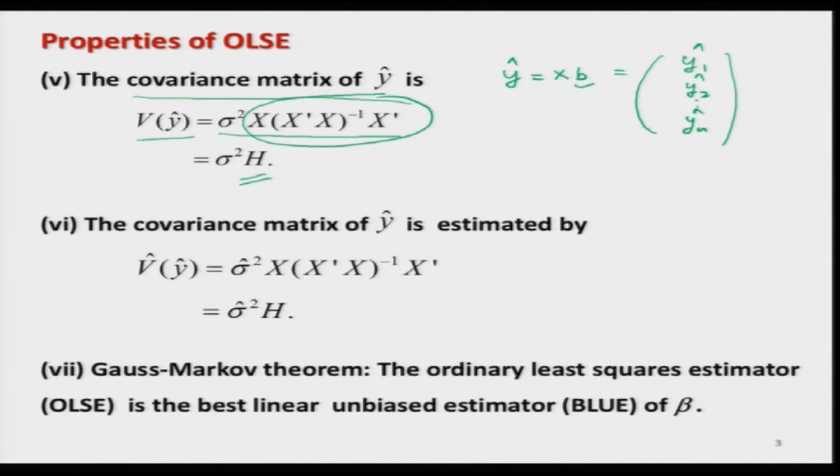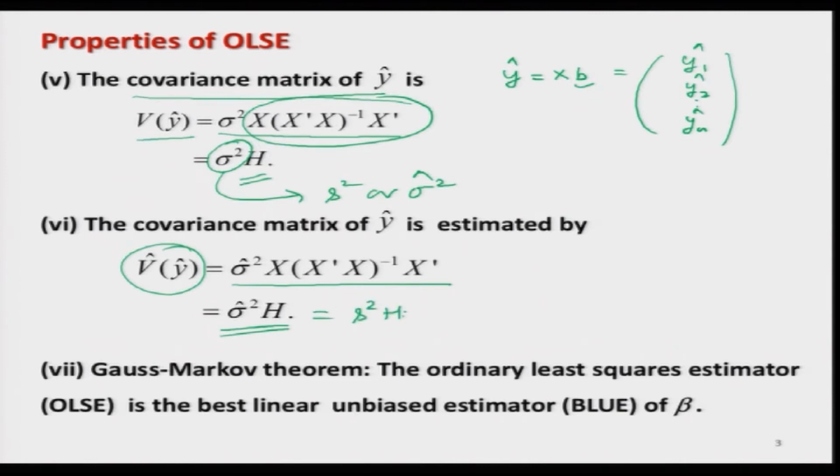Right. Now, again we have the same issue that the covariance matrix of y hat depends on sigma square, which is unknown to us. So, we try to estimate it by sigma square hat, say S square. Then I can estimate the covariance matrix of y hat as sigma square hat into X transpose X whole inverse X transpose, which is the same as sigma square hat H. So, briefly I can write it down as S square H. Right. So, this will also help us in getting the further details of the model.